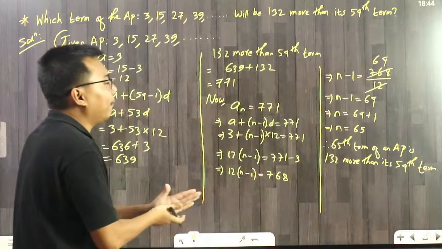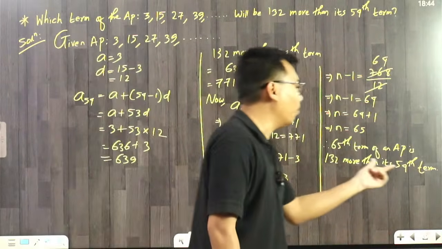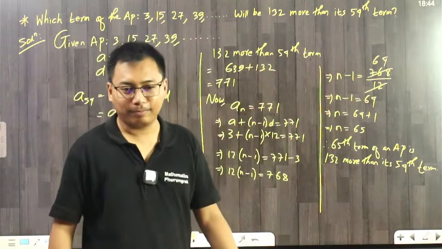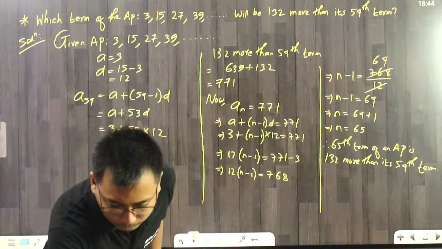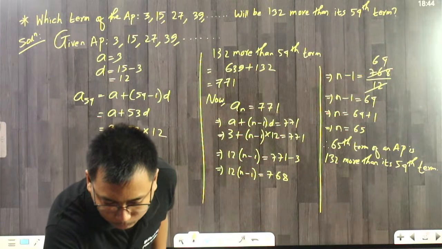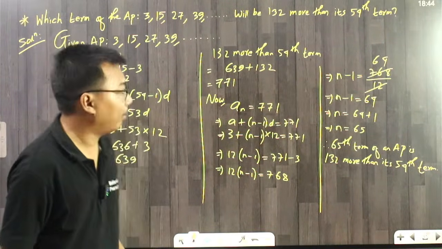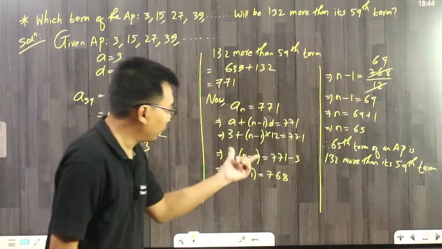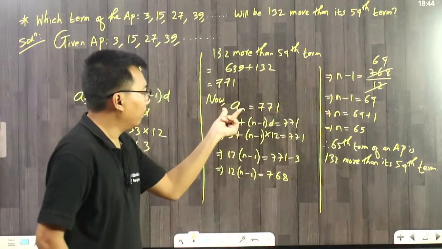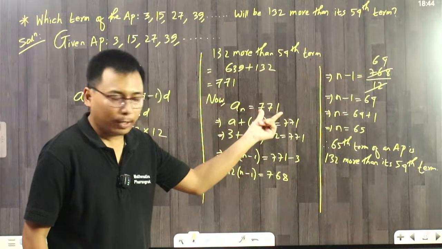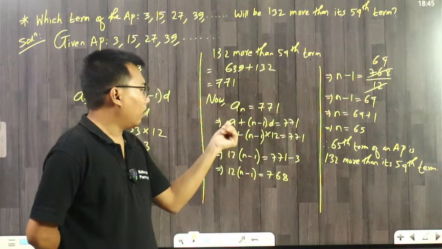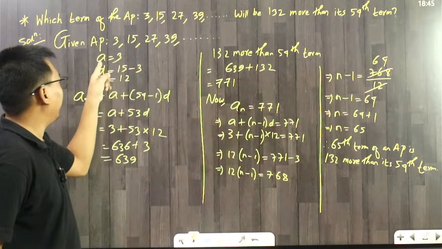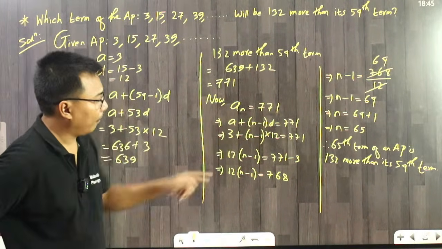So the 65th term of an AP is 132 more than its 54th term. A student says, Sir, I don't understand from 12 into n minus 1. Okay, see, this is n. A plus n minus 1 into d equals 771. Now, what is the value of A? 3. The value of A is 3. What is the value of D?